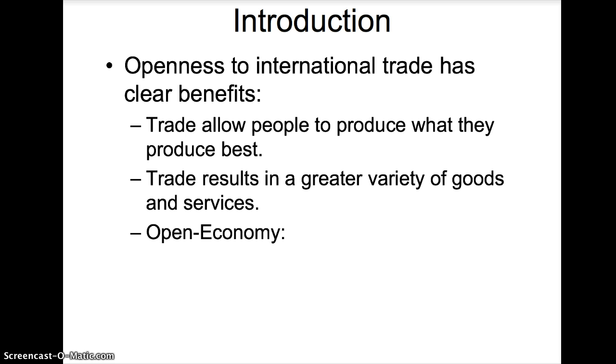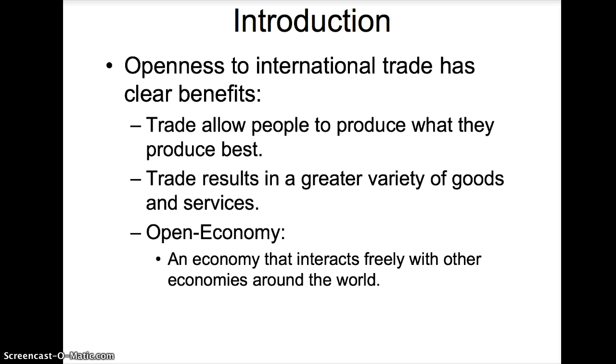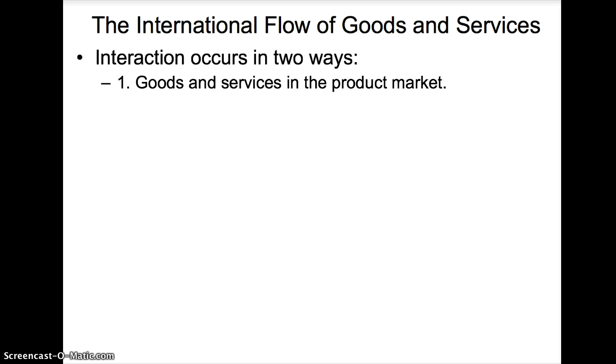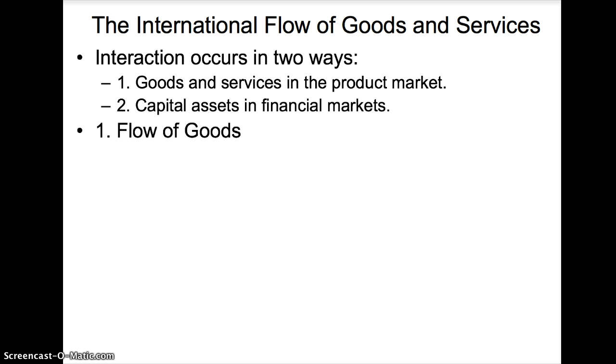Economists use the term open economy to describe an economy that interacts freely with other economies around the world. In this chapter, we will discuss imports, exports, trade balances, and exchange rates. The international flow of goods and services interaction between economies occurs in two ways. One, goods and services in the product market, or two, capital assets in financial markets. We will start with the flow of goods. A few key terms to get us started.